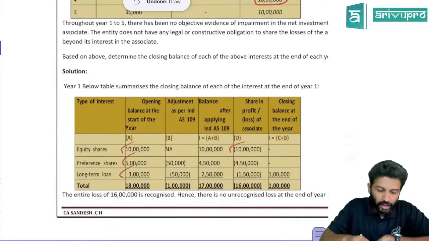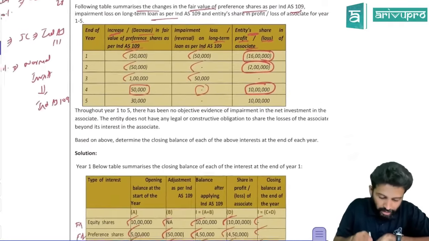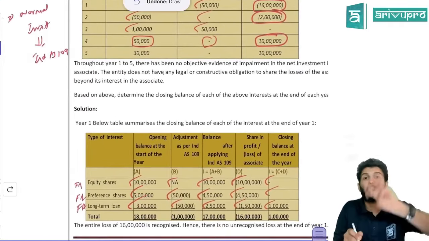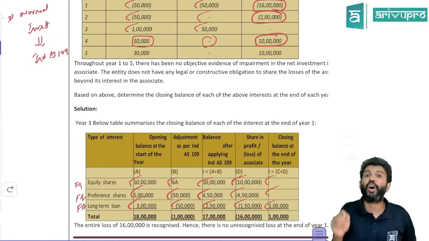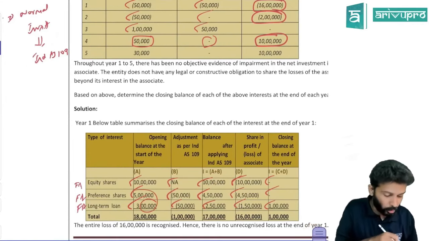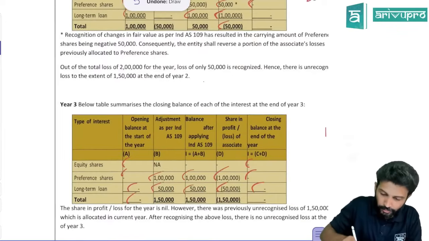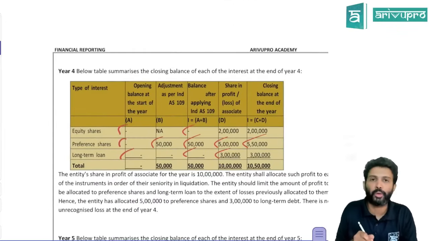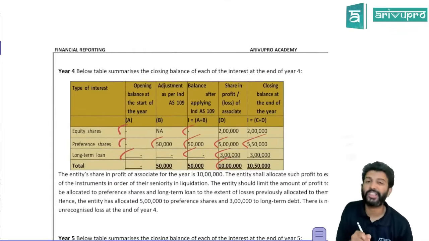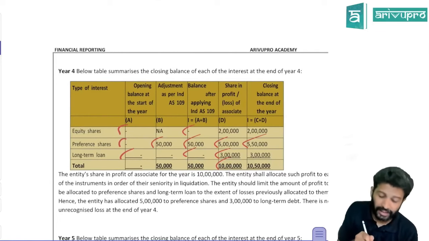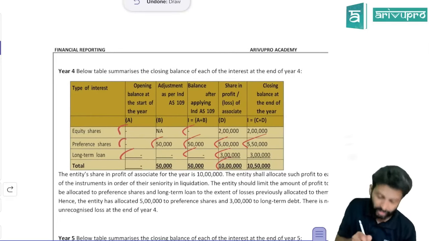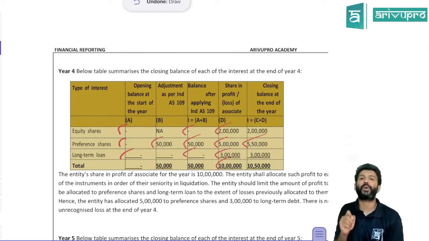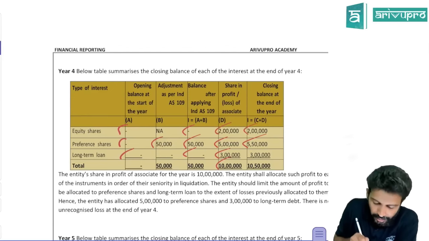Now come back and check what was the initial balance of loans. The loan balance was 3 lakh. Now its balance has become 0, right? That means 3 lakh of associate loss you have adjusted with long-term loan, which you need to reverse. So in the fourth year you will give 3 lakh against long-term loan. But as a total, the associate share of profit is 10 lakh. Of the 10 lakh, 5 lakh you give to preference shares, 3 lakh you adjusted against loan. How much still remains? 2 lakh. That you will give to the equity shares. Hence the revised balance will become this much.